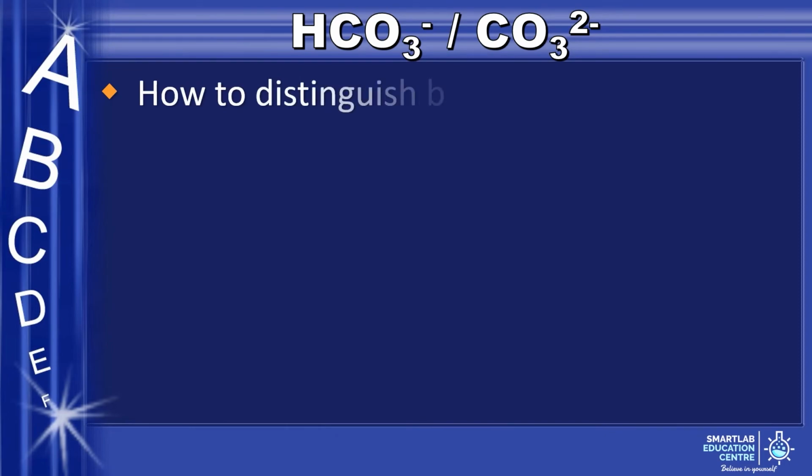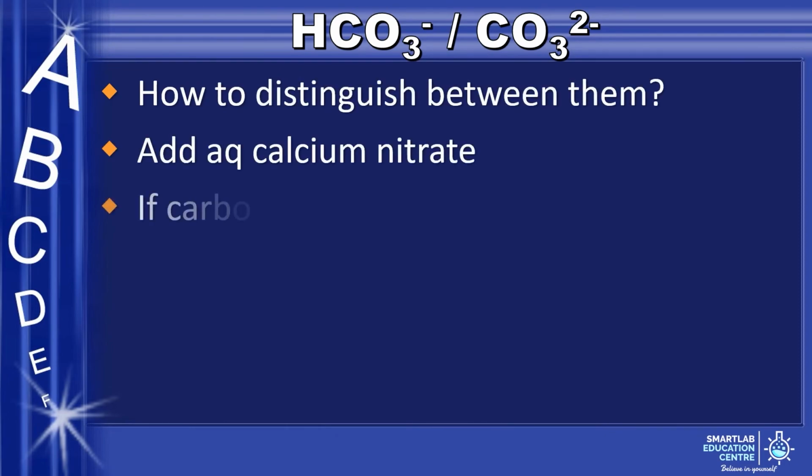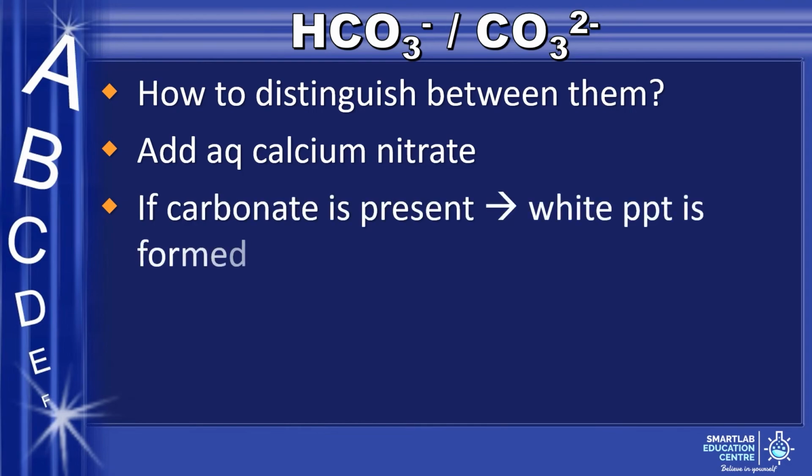How do we distinguish between bicarbonate and carbonate? A way is to add calcium nitrate, and if carbonate is present, a white precipitate is formed as seen in the equation below.